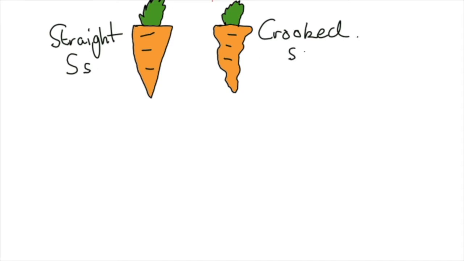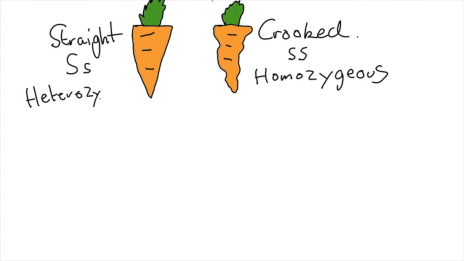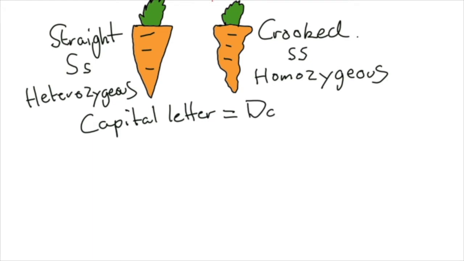So they've both got two alleles for their shape. The straight one has a different one, and we show these by these letters here, a capital S and a little s for the straight caret, and two lowercase s's for the crooked caret. So the crooked caret has two alleles the same, so we say it's homozygous, and the straight caret has different alleles, so it's heterozygous. And we use a capital letter to show a dominant allele. So the straight caret is straight because it has that dominant capital S, which means just by having that, the caret will always come out straight.